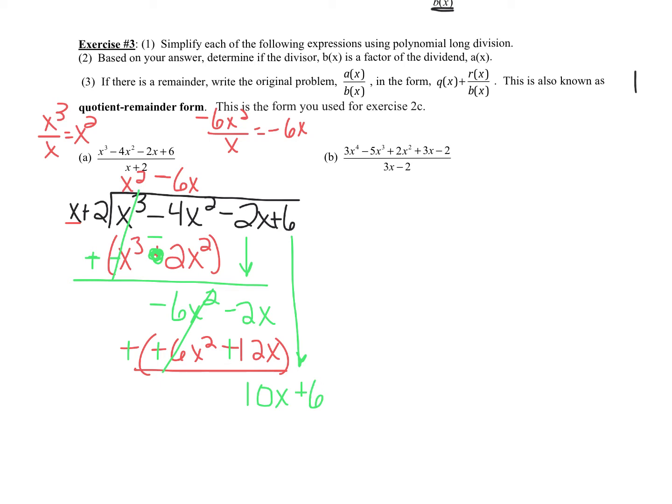So this is our last step, right? We've brought everything down. x goes into 10x 10 times. Okay. Then I multiply it, so x times 10 is 10x. 2 times 10 is 20. And we will subtract.